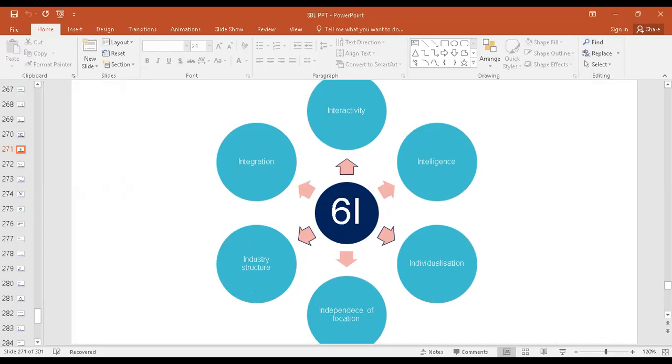Interactivity, intelligence, individualization, independence of location, industry structure, integration. When marketing happens on the electronic platform, there are certain benefits that can be derived, irrespective of the location, irrespective of what type of industry, irrespective of what is being done.